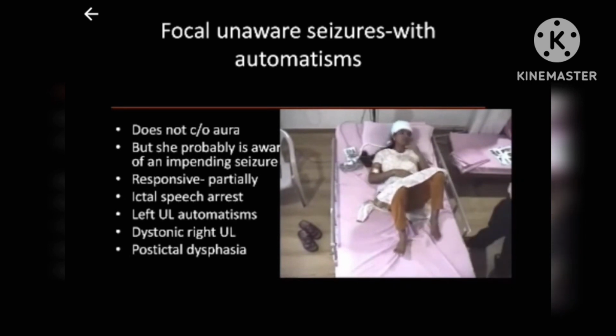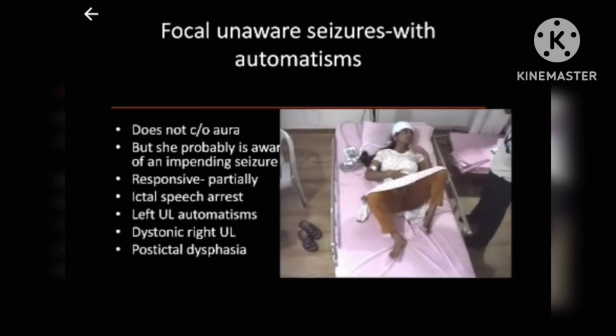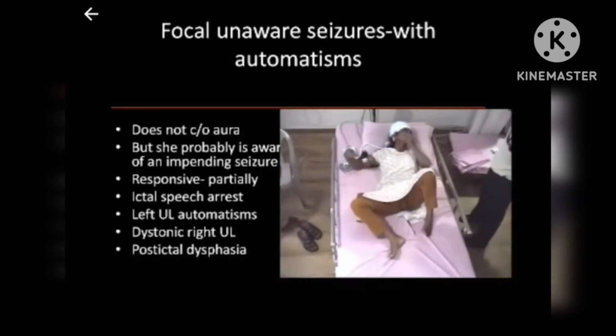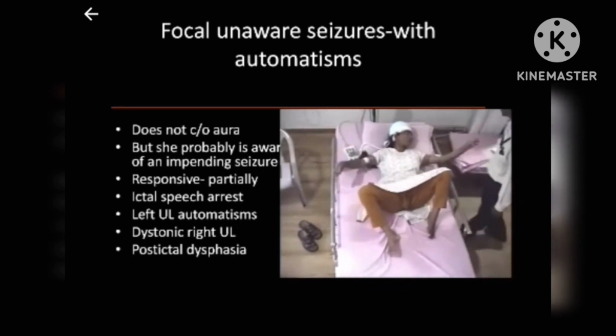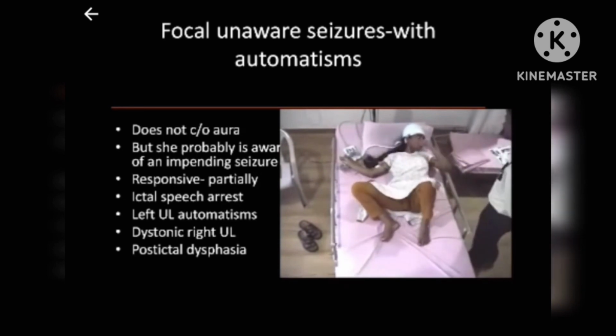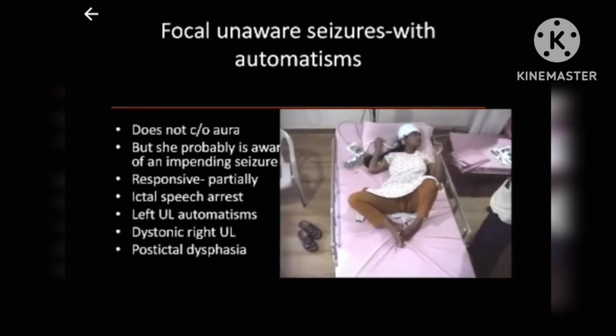And she's now confused. So that means focal. See, she's not able to respond. The previous patients we could talk to. And you see the right hand is becoming stiff. Left hand is free. That's called automatism. You see, waving hands. Left hand is free. Right hand is a bit stiff. She's a bit fidgety. She's confused. She's not able to answer any question that my technician is asking.